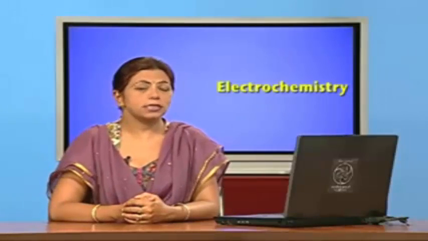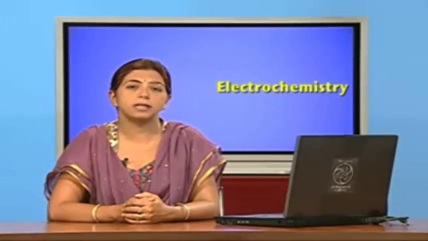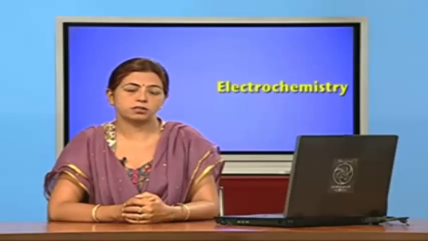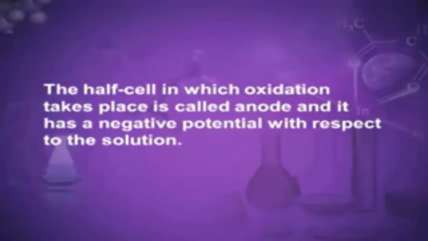In the picture you can see that there is a beaker. A beaker has a strip of a zinc metal. It acts as electrode, and this zinc strip, or you can say the zinc electrode, is dipped in 1 molar solution of zinc sulfate. This half cell is anode because it loses electron. It has a negative terminal. From the reaction you can see that zinc is losing electron and is changing into zinc ion. The half cell in which oxidation takes place is called anode, and it has a negative potential with respect to the solution.